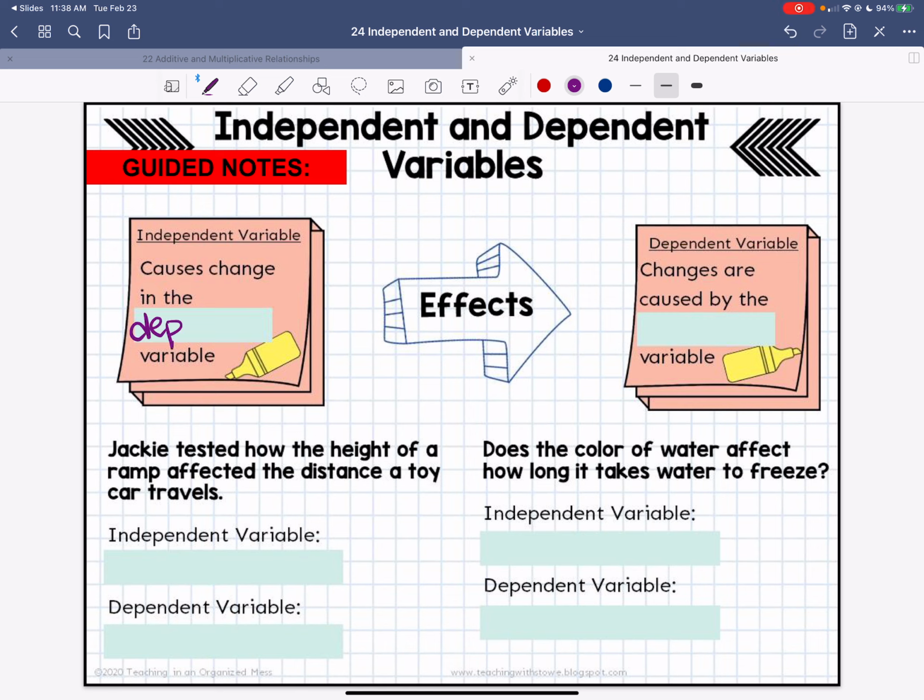So it says independent variable causes change in the, and you're going to type dependent variable. Okay? This independent causes the change, and the changes are caused by the independent variable.